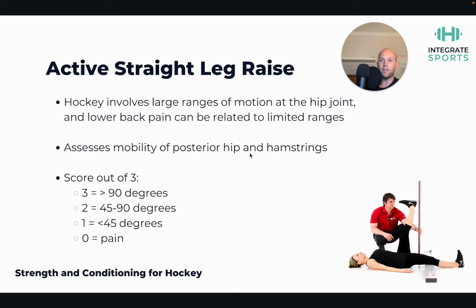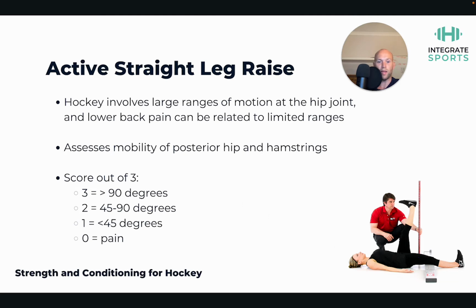Active straight leg raise, again, we're going to go through large ranges of motion at the hip joint, and lower back pain can be related to limited ranges through the posterior hip, hamstring, and that kind of thing as well. Imagine when we're going down into these forward flex positions when we're going in for tackles, if there's any sort of limitation in posterior hip range of motion, being able to get that hip here into flexion, then oftentimes it puts stress through that lumbar spine, which we definitely don't want. So this assesses mobility of the posterior hip and hamstrings.